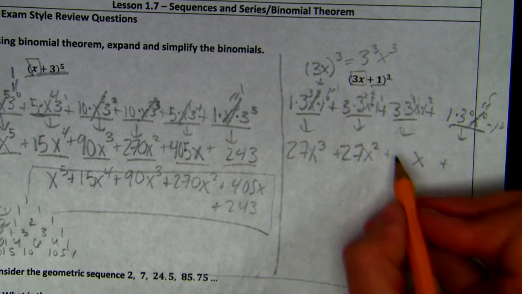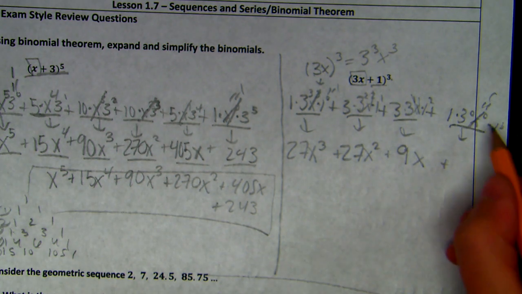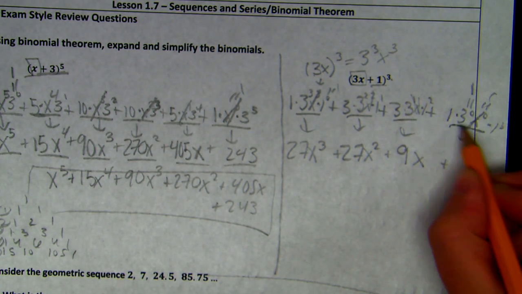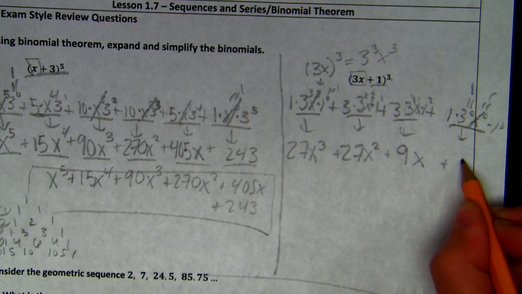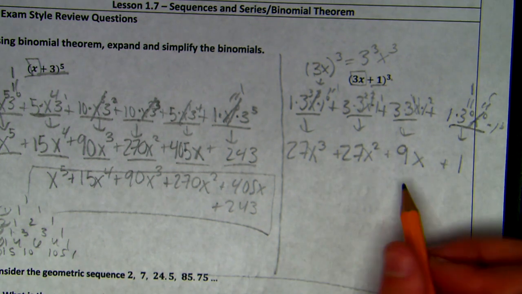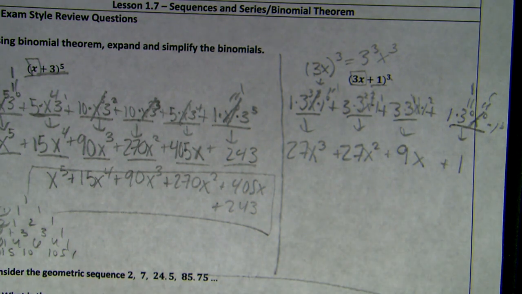Here we have 3 times 3 to the 1 times 1 squared. 1 squared is 1. 3 times 3 is 9, so plus 9x. Here, 3 to the 0 power is 1. 1 times 1 times 1 to the third is just 1. So we have 27x cubed plus 27x squared plus 9x plus 1. Very nice. Moving on to the next problem.